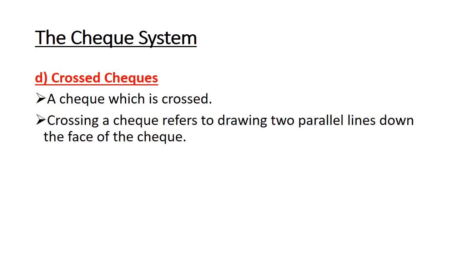So next we look at a crossed check. What is a crossed check? This is a check which is crossed. As simple as that. What does the crossing mean? When you see a check and it is crossed, what does it mean? Crossing a check refers to drawing two parallel lines down the face of the check. So when you draw two lines on a check, it means you have crossed that check.